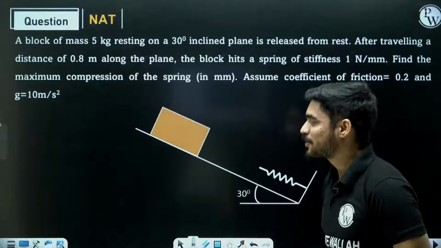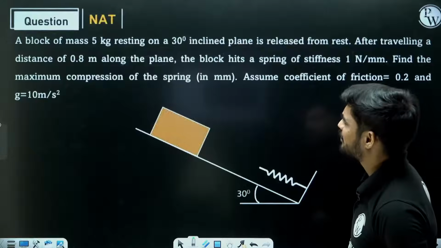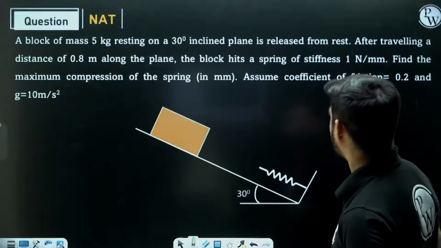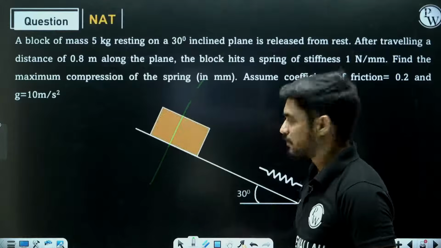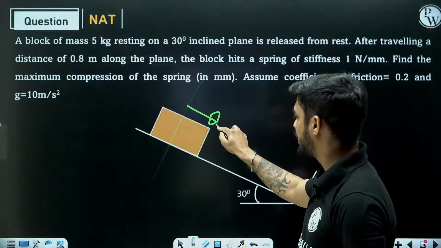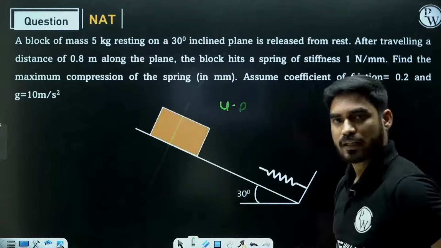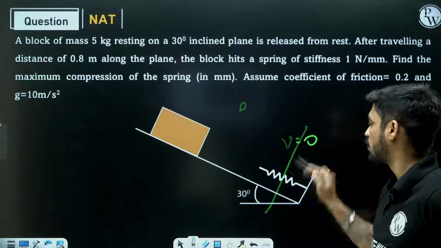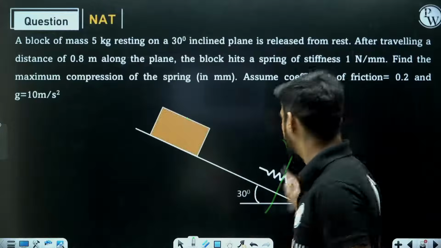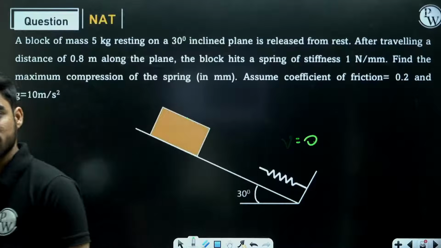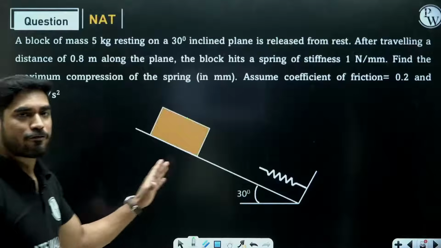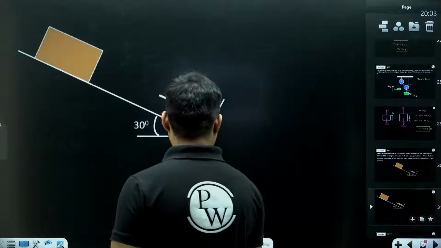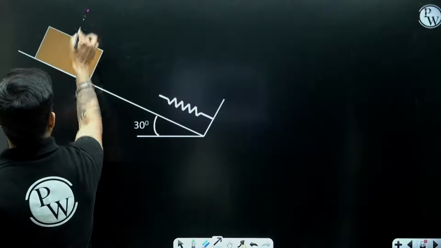So understand what you need to do here. Here, this block is moving with initial velocity 0, and when the spring gets compressed maximum, then the velocity of the block will also become 0. Means initial velocity and final velocity both are 0. Okay. Now you have to apply work energy theorem. So first of all, let's draw the free body diagram of the block.